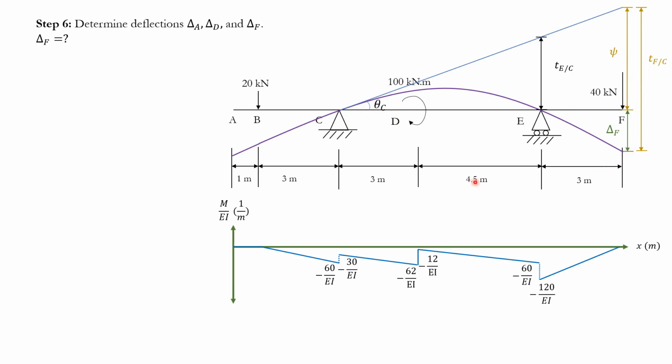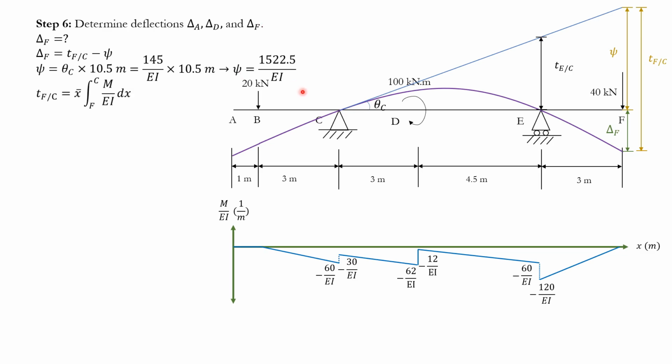This length is, in this case, 10.5. So this is the relationship, of course, we have for finding delta F. Psi is this much. We know what our theta C value is. And from here, we can actually figure out what our psi value is. Now, the only thing really remaining is for us to just find TF with respect to C. How can we find that?